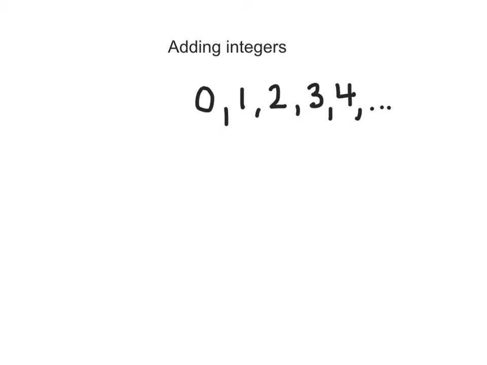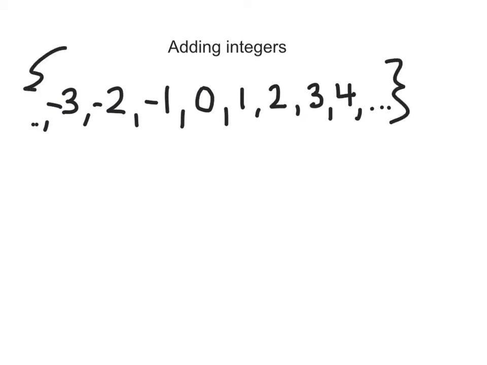So the integers are the whole numbers plus their opposites. So the opposite of 1 would be -1. The opposite of 2 is -2, and so forth. And 0 is its own opposite. So this would be the set of integers.